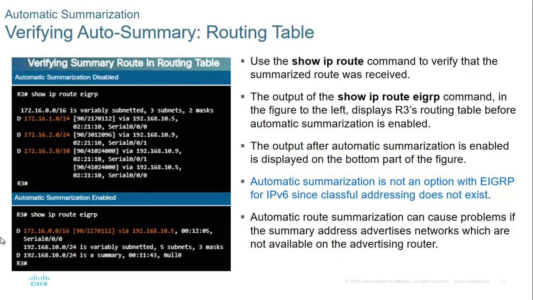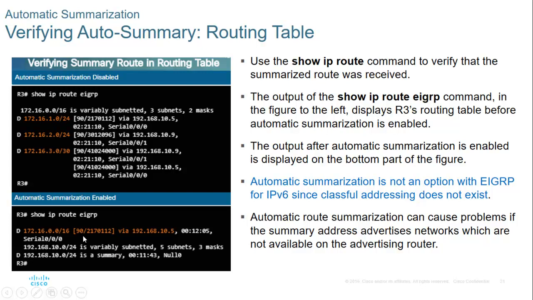You can use show ip route and show ip route eigrp to see whether or not automatic summarization is enabled. As you can see here, this is before automatic summarization is enabled, and this is after automatic summarization is enabled. The size of the routing table is actually smaller because the route has been summarized.